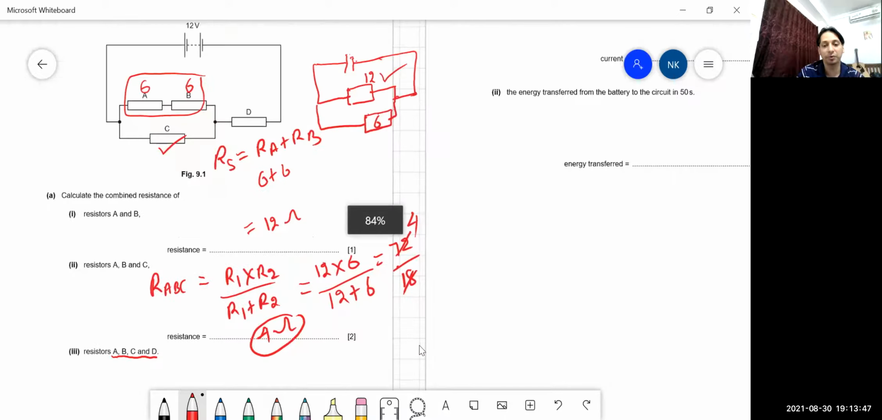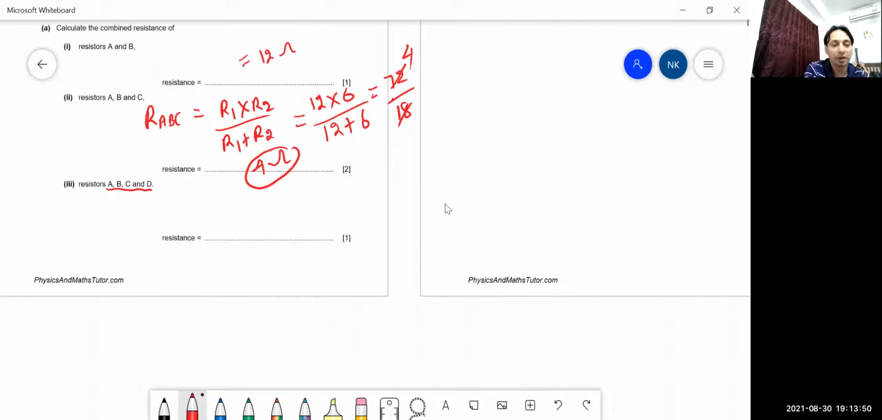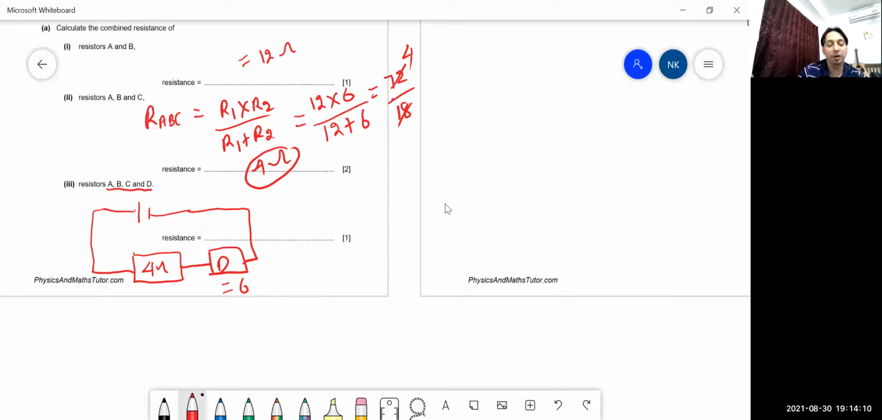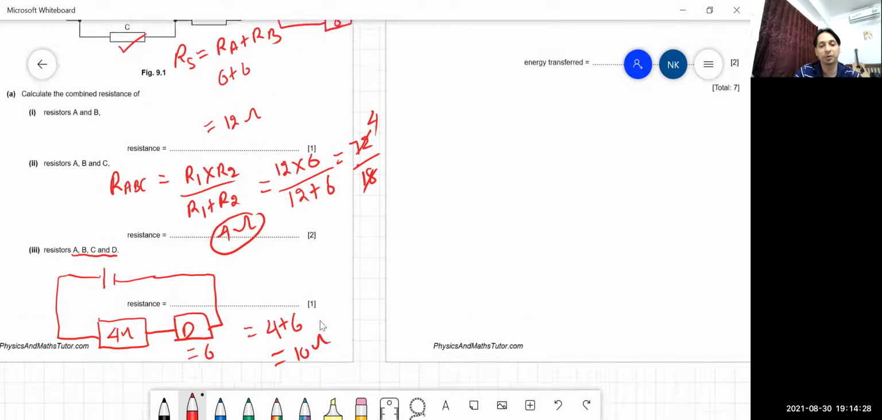Let me draw the diagram again: positive, negative, the battery is given, and A, B, C, whose resistance I have calculated as 4 ohm, and D is connected here. This is our D, which is 6 ohm as given. Now the total resistance of A, B and C, which is 4 ohm, is in series with the fourth resistor, D. They are in series. Now the total resistance will be 4 plus 6 equal to 10 ohm, because they are in series combination. So we have done this third part also. Next part.